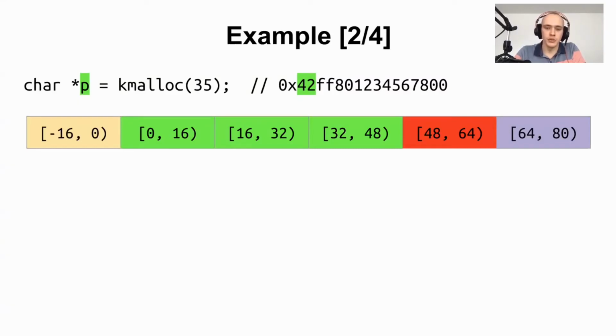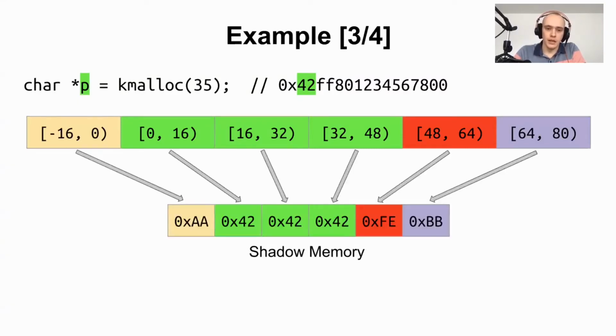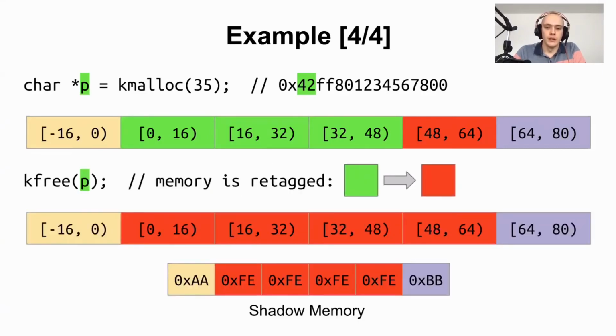And this is the way it's going to look in memory. And shadow memory will store the tag values for these memory granules. The 3 accessible memory granules are going to store the same value as the top byte of the pointer, which is 42. And the last granule is going to be marked with invalid as FE. And finally, when you free the memory, it is also retagged to invalid. And this is the way it looks in memory and in shadow memory.